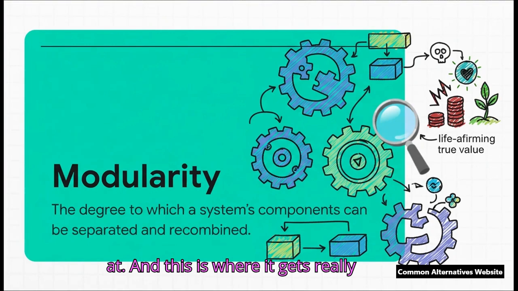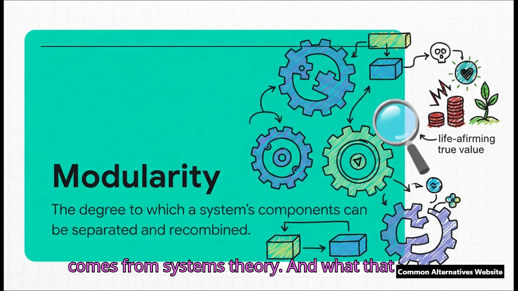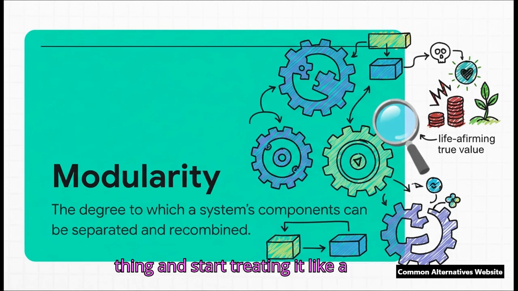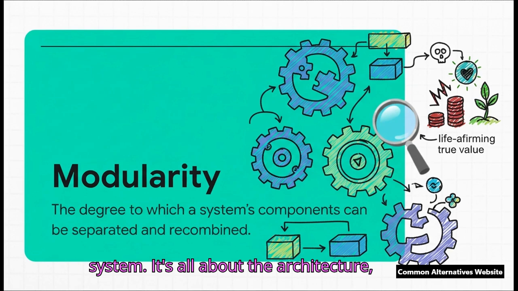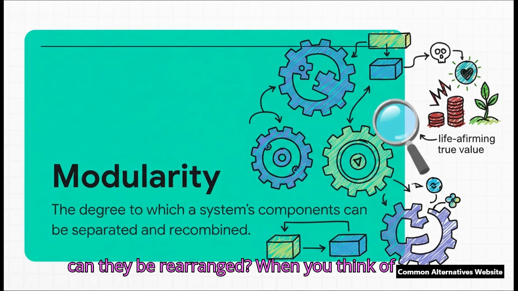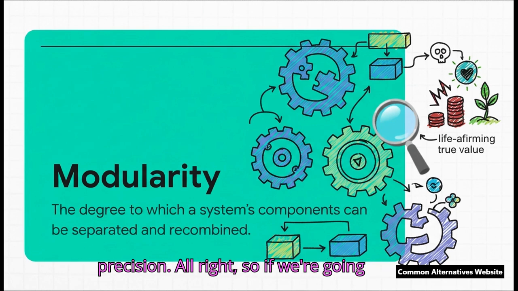And this is where it gets really interesting. This idea of modularity comes from systems theory. And what that means is we stop treating capital like a thing and start treating it like a system. It's all about the architecture. How do the pieces connect? How can they be rearranged? When you think of it that way, you can suddenly analyze how capital actually works with a lot more precision.